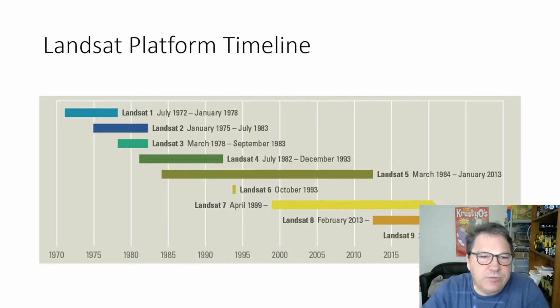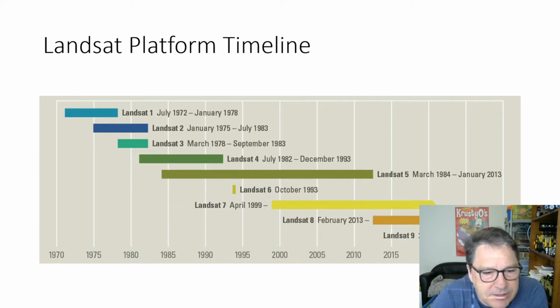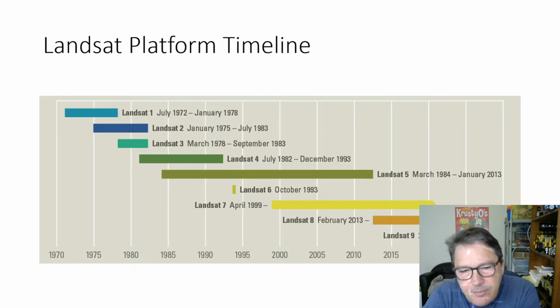So the first generation was Landsat 1, 2 and 3, and of course those satellites have long since ceased to function. The second generation, in my view, was Landsat 4 and 5. Landsat 5 operated for a long time, but they've now both ceased to operate as well. And then the third generation, in my view, is Landsat 7, 8 and 9. And there are plans for a 10th Landsat. I think it's currently called Landsat Next, which might launch sometime around 2030.